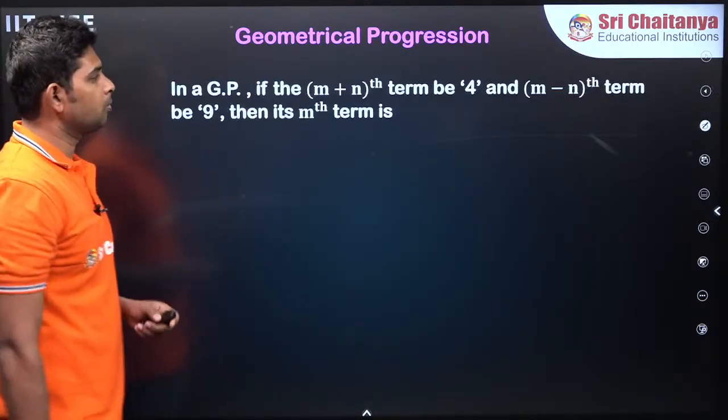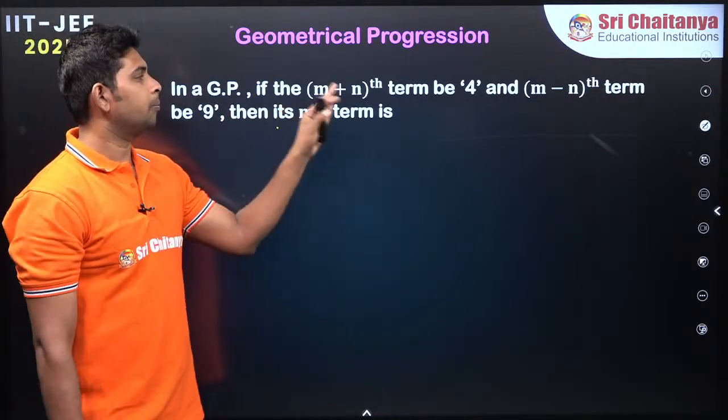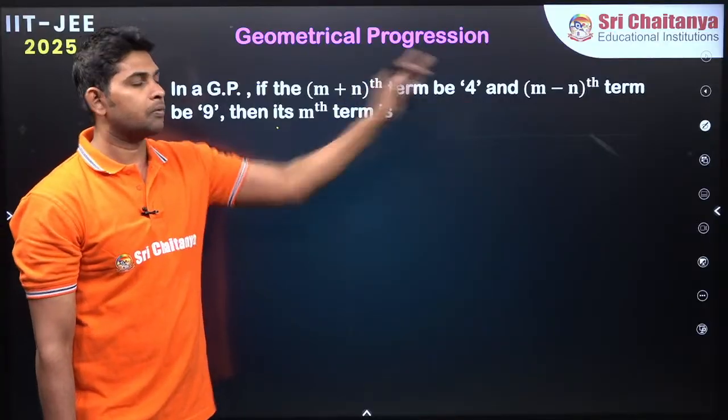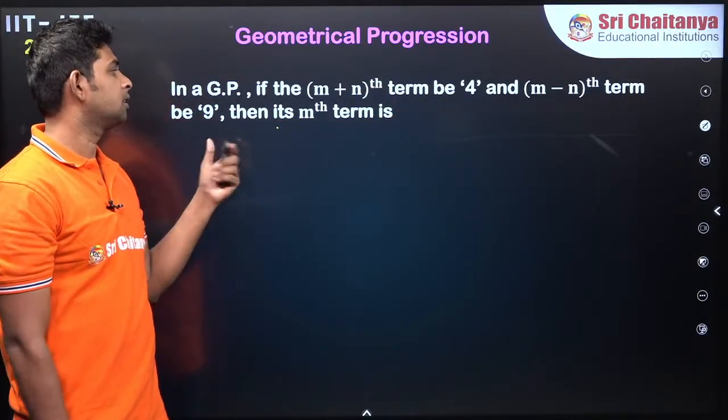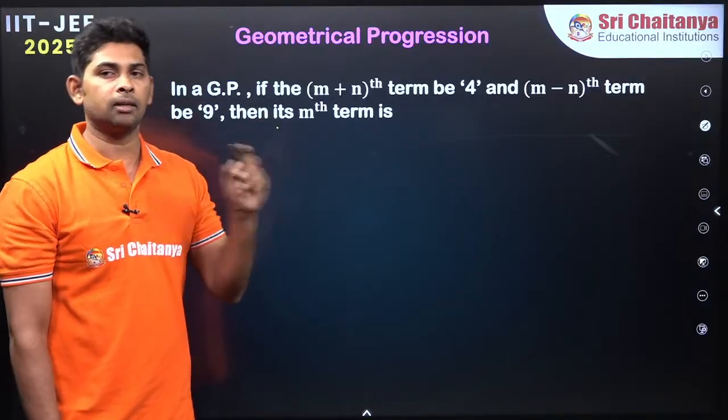And next, let us see one more problem. If the m plus nth term is 4, which they have given, and the m minus nth term is also given as 9, then we need to find the mth term. Okay?